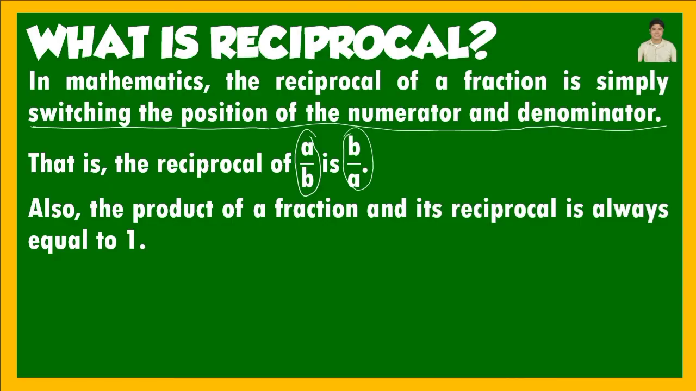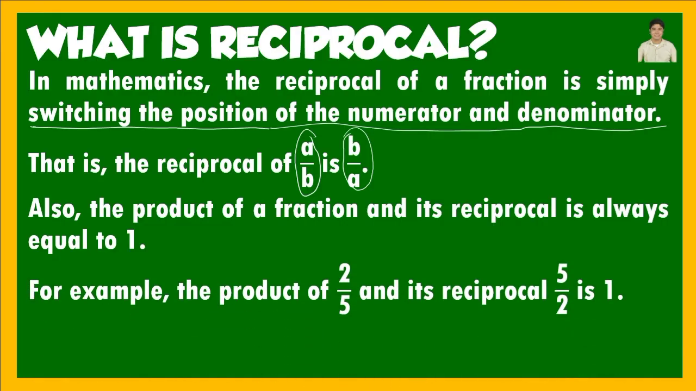Also, the product of a fraction and its reciprocal is always equal to 1. So, when we multiply a fraction by its reciprocal, the product will always be equal to 1. So, wala po tayong ibang product na makukuha kundi 1. For example, the product of 2/5 and its reciprocal 5/2 is 1. Okay. For example, hindi po given tong 5/2. So let us identify the fraction, which is 2/5.